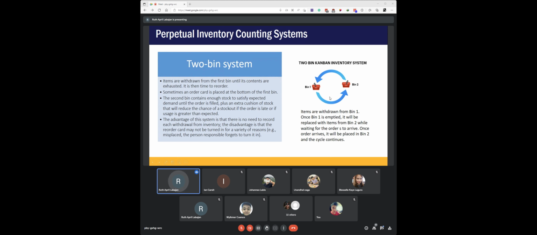Okay? Dayon, si bin 2 is there. Mura siya og kanang, the bin 2 contains items na once mahurot si bin 1, i-replenish niya ang bin 1. Then, once mabot si order, ibutang sa bin 2. And the cycle goes on. Okay? That's the two-bin Kanban inventory system.